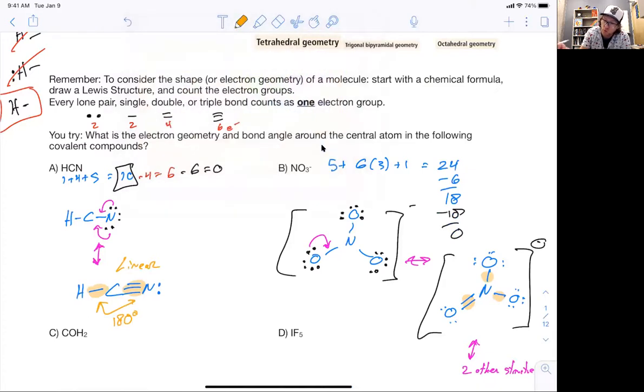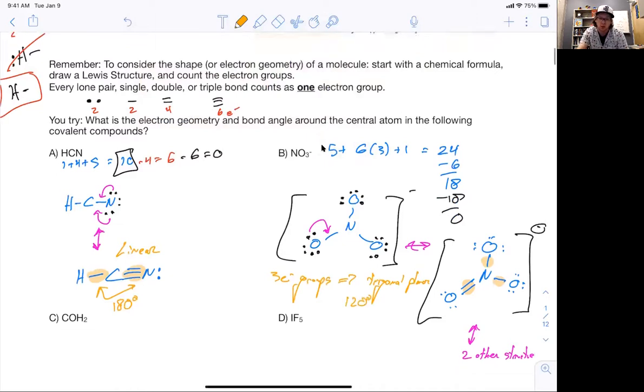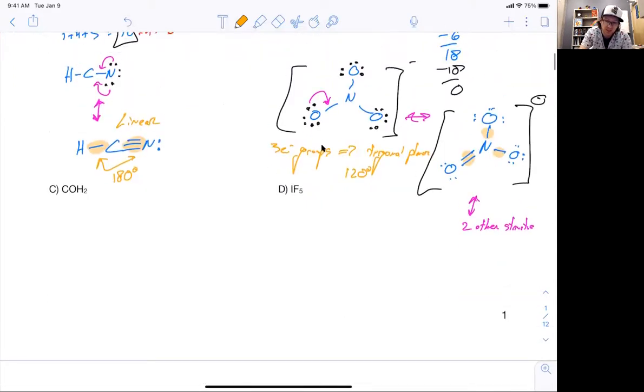So what is the electron geometry and bond angle around the central atom? Well, now we know. We drew a good Lewis structure. We counted electron groups. We said, oh, 3 electron groups is trigonal planar and has 120-degree bond angle. Let's keep going. 2 more here. COH2. One thing that I really want you to notice is that you can't just look at a chemical formula and know what the electron geometry or the bond angle is.